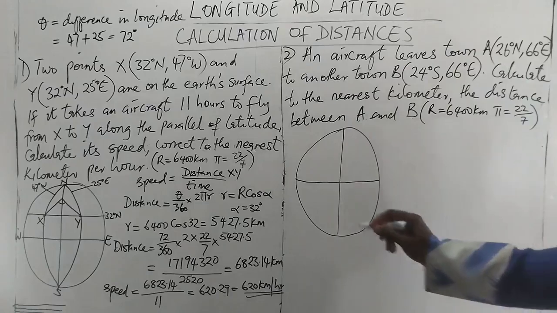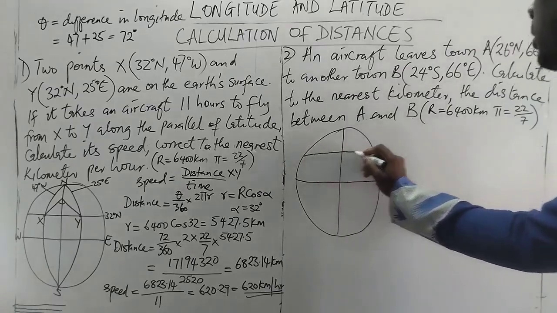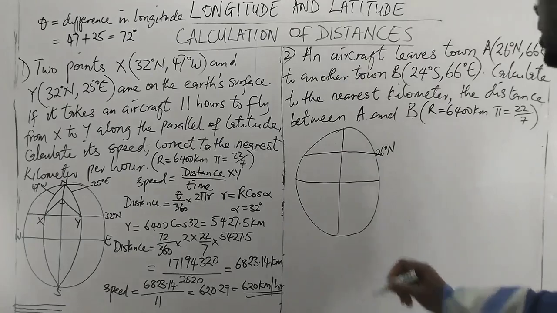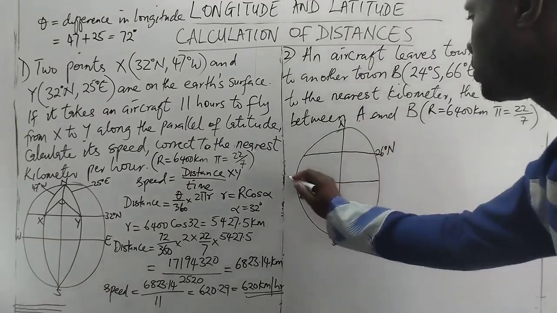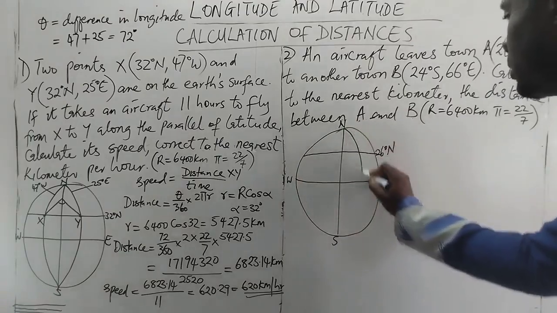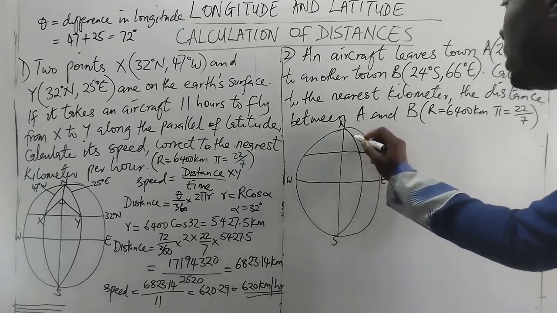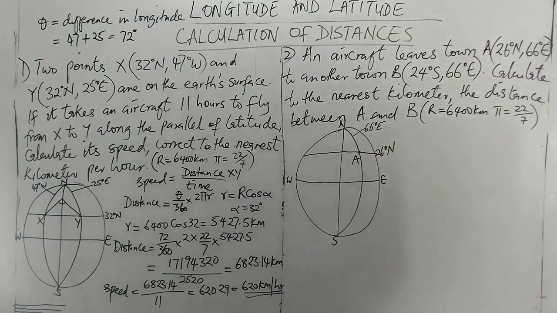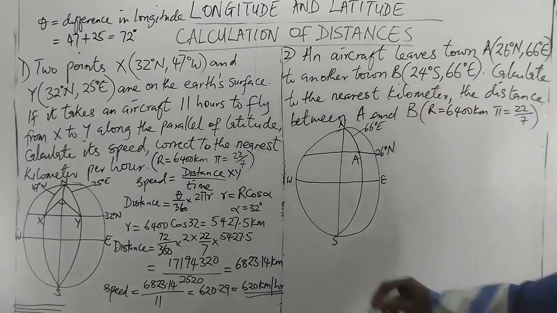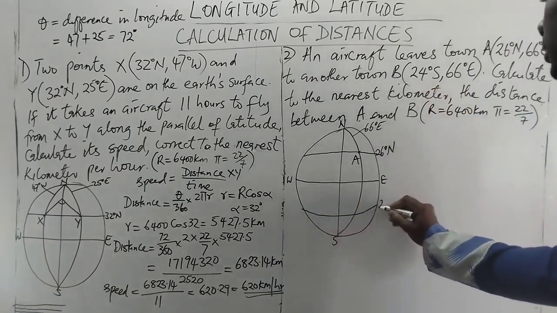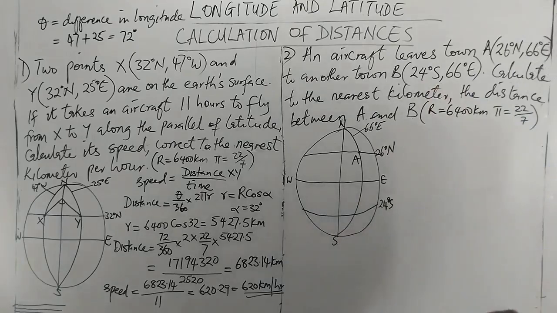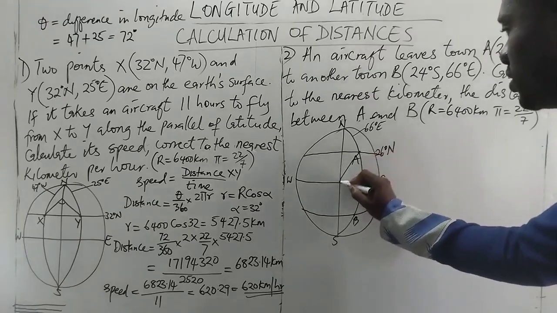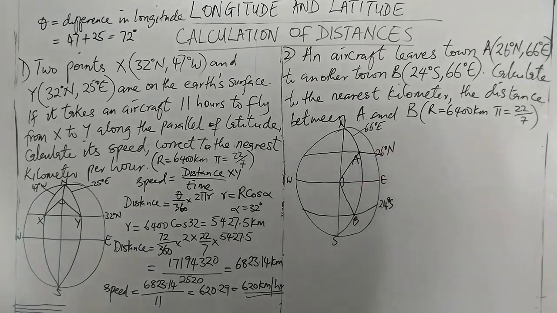The first point, 26 degrees north, 66 degrees east. Don't forget to put your poles. So where the two meet, you label it your A. Then for B, 24 degrees south, and then 66 degrees east. So where the two meet is your B. Then you form a triangle. That's the end of the sketch.